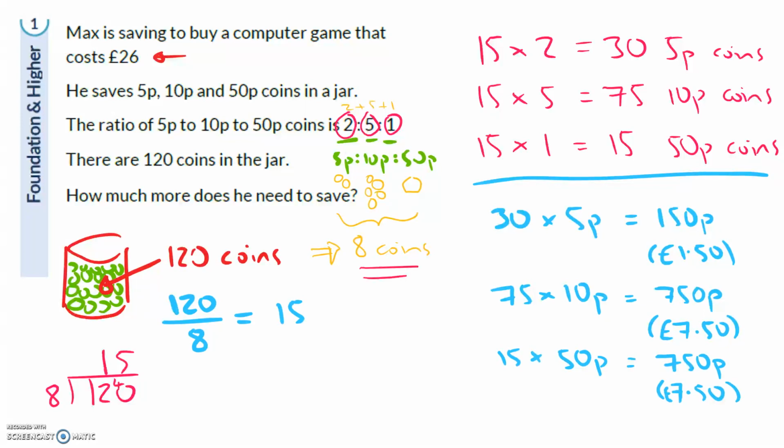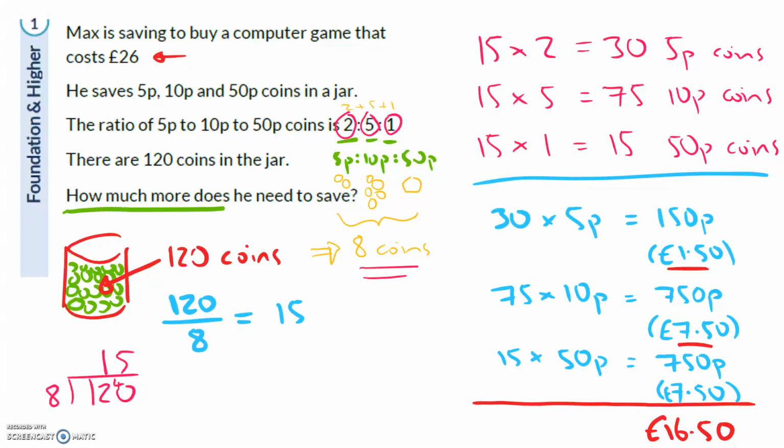Right, so how much money's Max got in the jar? Oh, he's getting excited. Has he got enough money in there? Can he buy his game? He's got £1.50. He's got £7.50. He's got £7.50. Well, I reckon we should probably add those together. £7.50 plus £7.50, that's £15. Plus the £1.50, I make that £16.50. He's got £16.50.